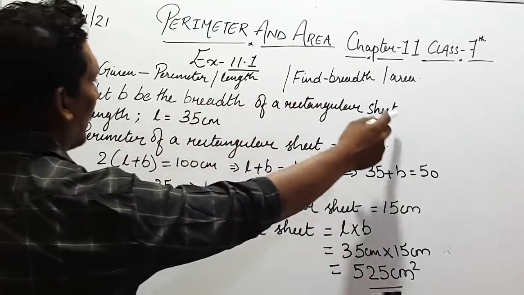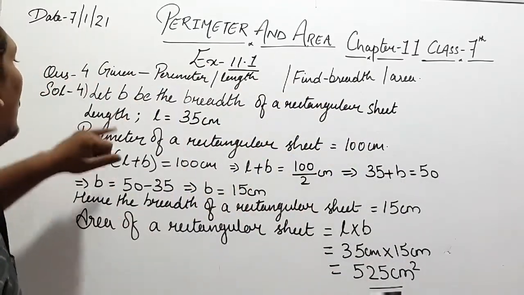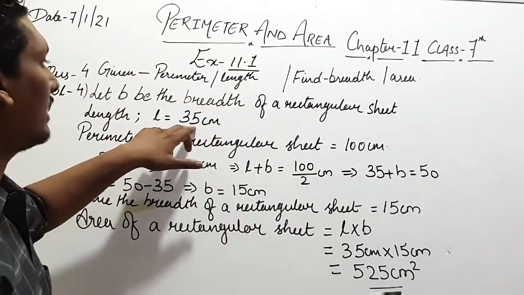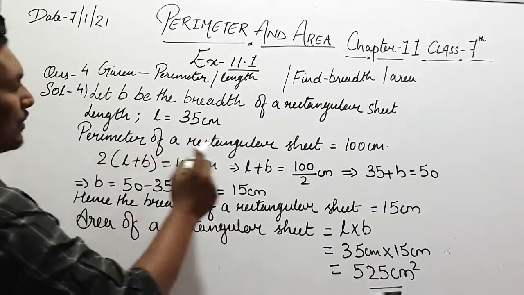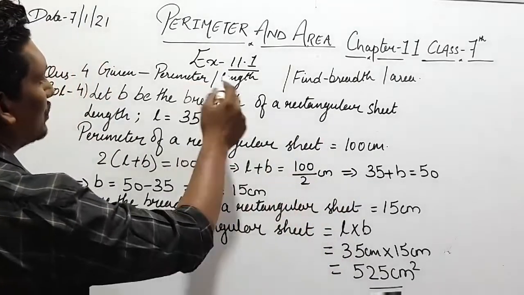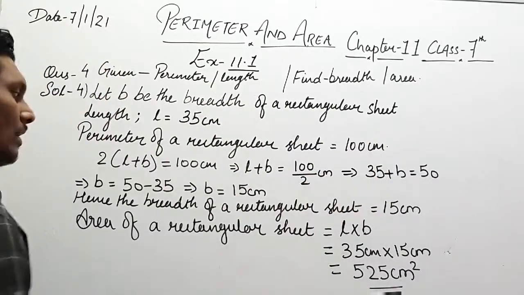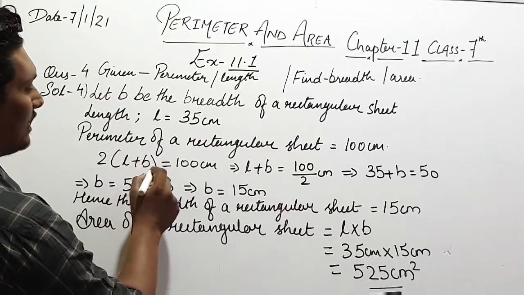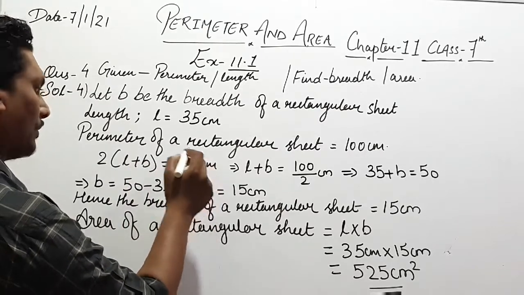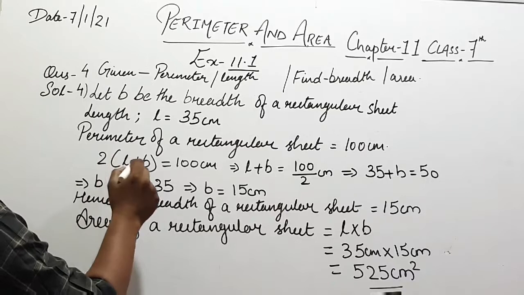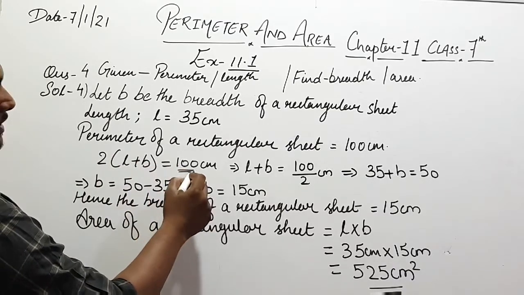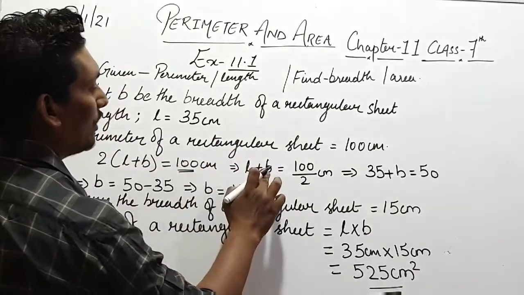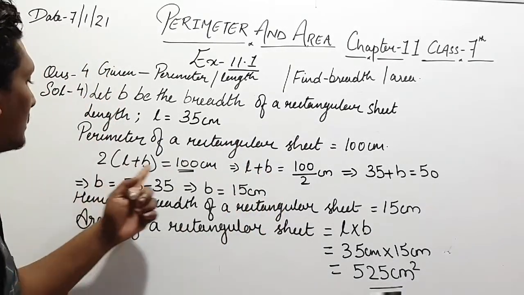So let B be the breadth of the rectangular sheet. Now the length is already given, that is L is 35 centimeter. The perimeter of the rectangular sheet is also given, that is 100 centimeter. The formula for the perimeter of a rectangle is 2 into (L plus B), that is 100 centimeter. So from here we have to find out the breadth. This is the first step.